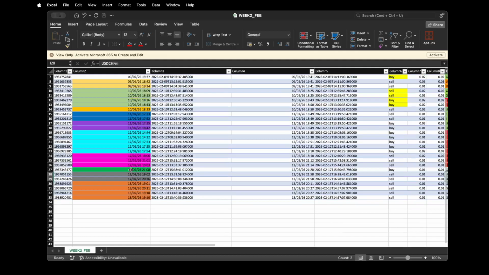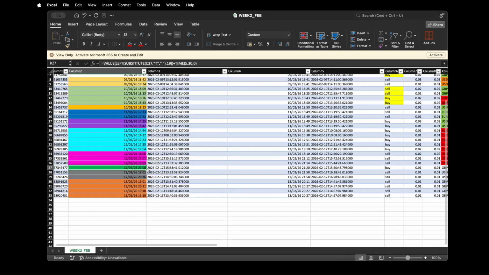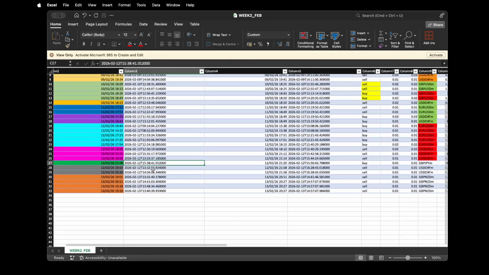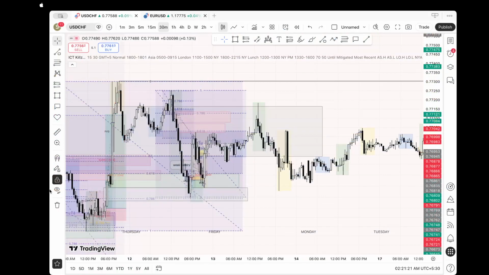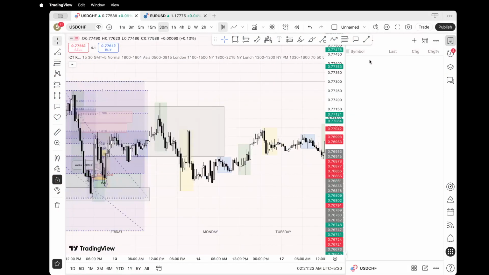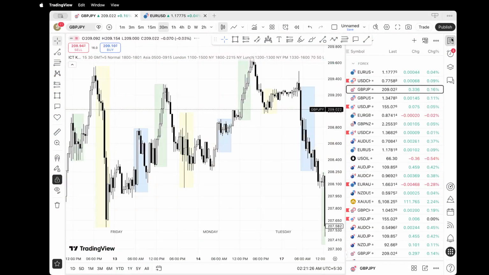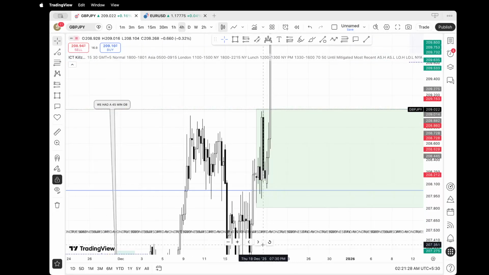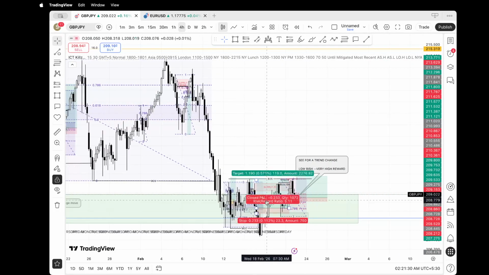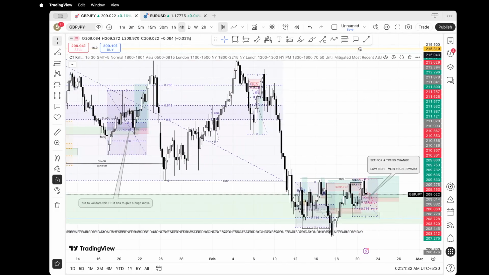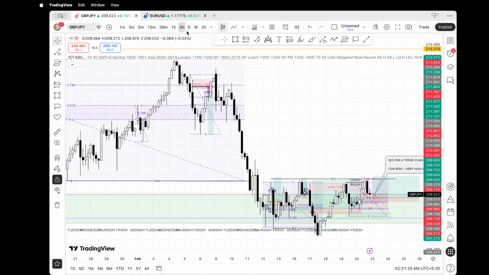GBP JPY was taken on 12th of Feb, 9:08. 12th of Feb 9:08 GBP JPY buy. So here we go. This is the trade that we analyzed many times.